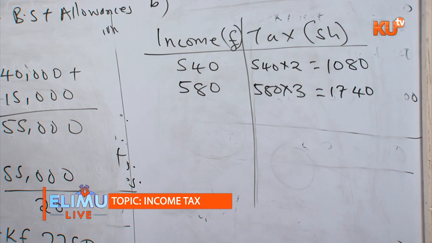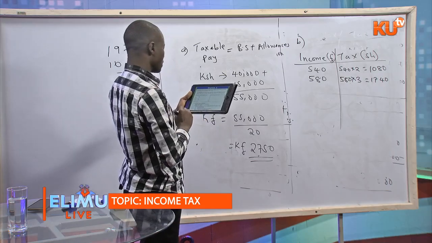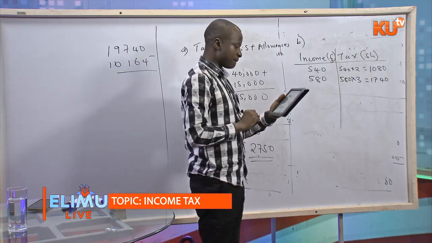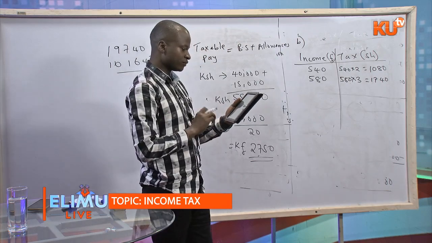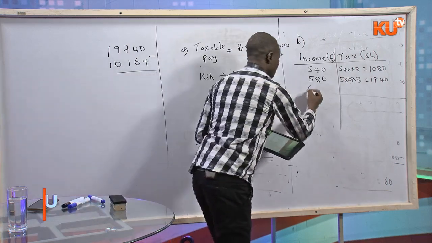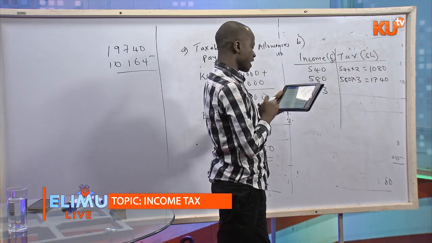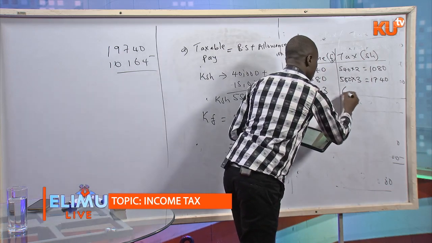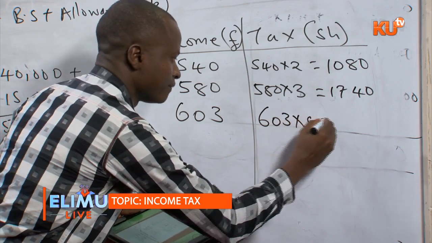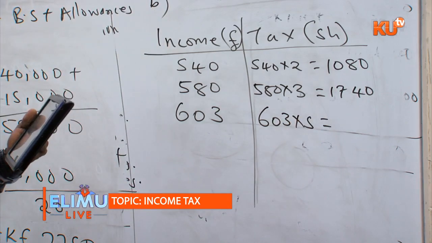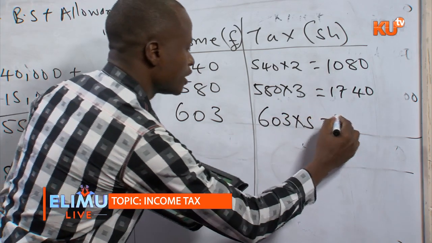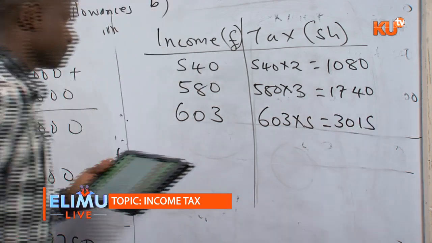Sorry, not 1532. That should be 1723 minus 1120. What do you get? 603. 603 at a rate of 5. So that will be 603 times 5. What is the answer? 603 times 5 is 3015.